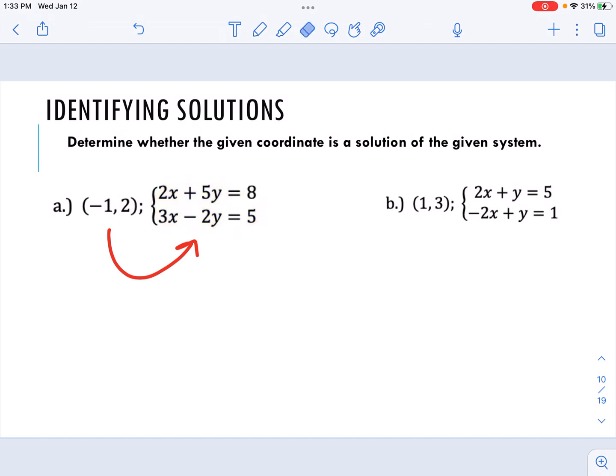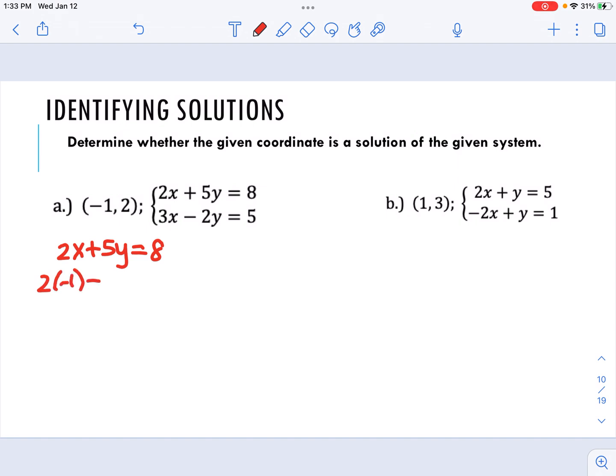However, we want to do this mathematically. So one way to check whether a given coordinate is a solution is to take this x and y value and plug it into each of the equations and see if it satisfies them. So let's go ahead and do that. I'm going to take -1, 2, and plug it first into 2x plus 5y equals 8. We want to see if that satisfies it.